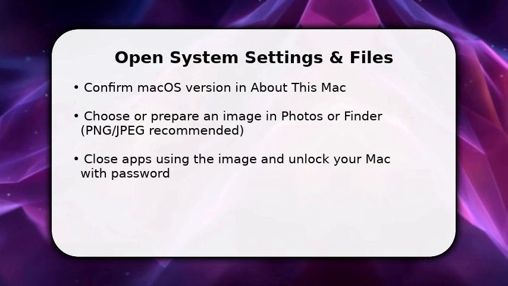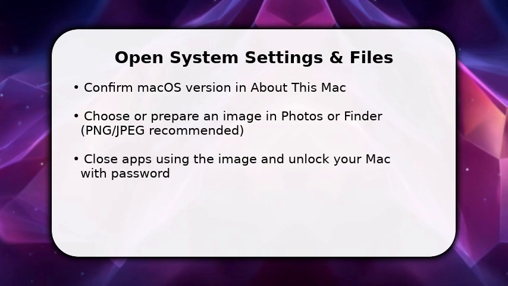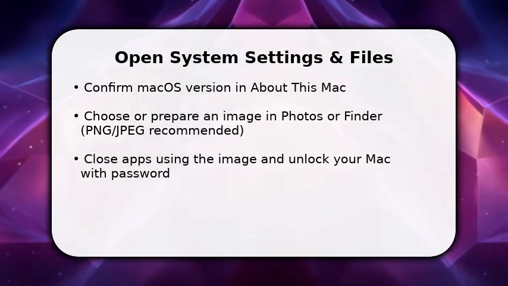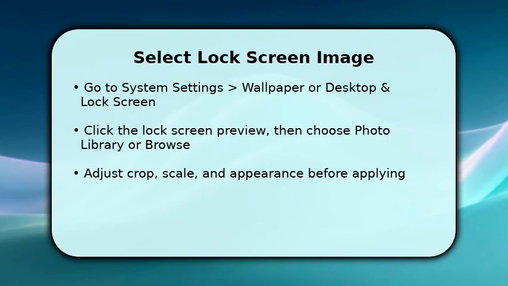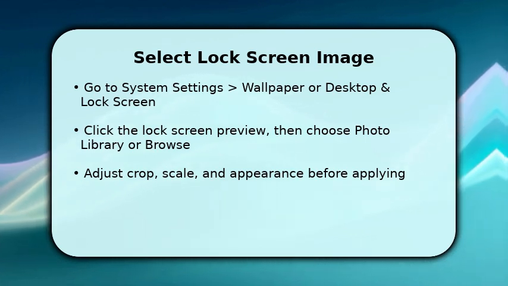Now, with System Settings open and the image ready, move directly to Desktop and Lock Screen options so you can apply the picture without interruption. You navigate to Wallpaper or Desktop and Lock Screen and click the Lock Screen preview to begin selection. This is where the change happens.